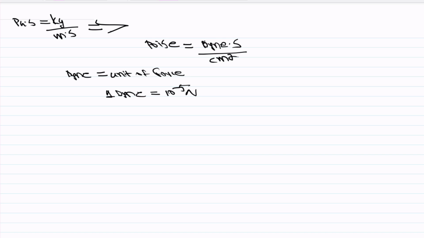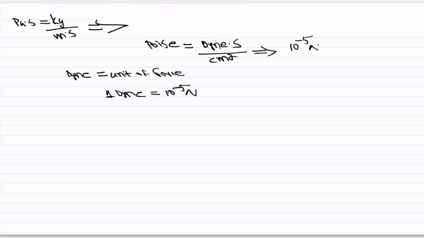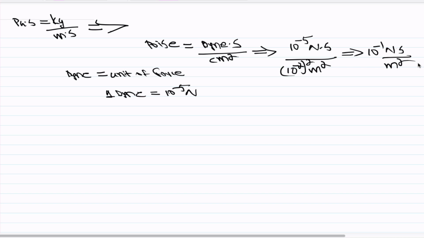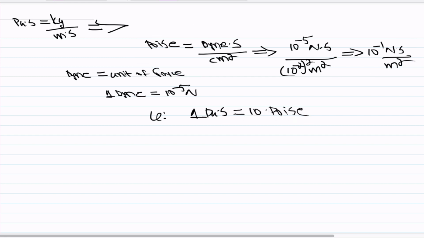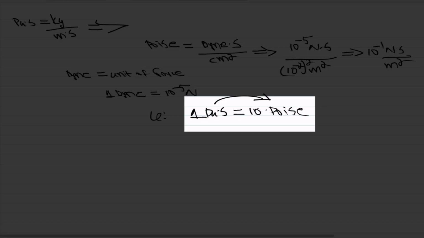And when you need to convert this dyne second per centimeter square into Pascal second, we can write this as: since dyne is 10 raised to minus 5 Newton, this is 10 raised to minus 5 Newton second by meter square. To convert centimeter square into meter square, we get 10 raised to minus 2 all square. That is 10 raised to minus 1 Newton second per meter square. That is, we are getting 1 Pascal second is equal to 10 Poise. So 1 Pascal second is equivalent to 10 Poise. This is the conversion of Pascal second into Poise.